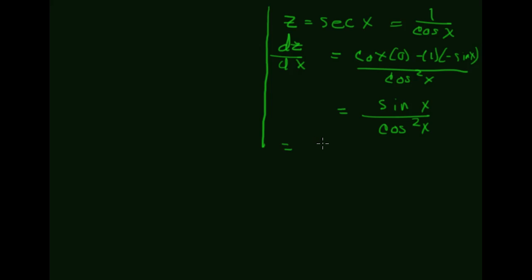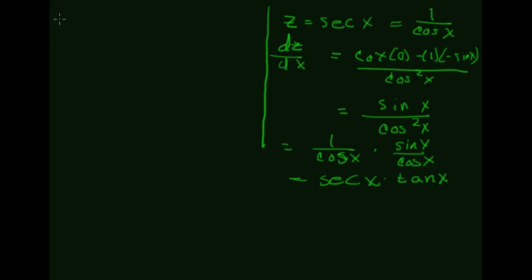That's going to become 1 over cosine x times sine x over cosine x, which is the secant of x times the tangent of x. So that's one of those deep cut derivatives that some of you may have memorized, but if you don't, there's the pathway to get to it if you're stuck on that on the test.